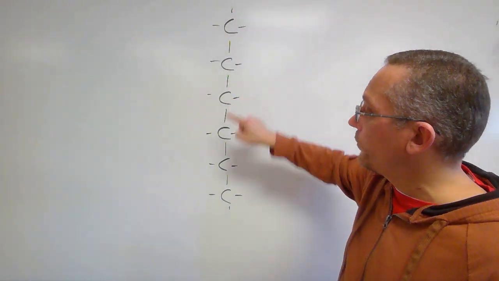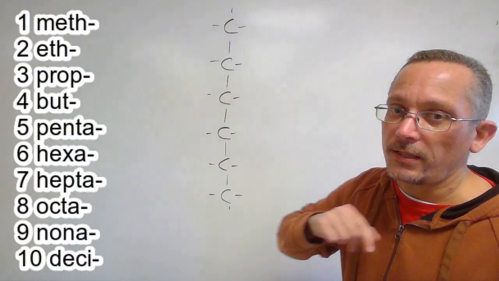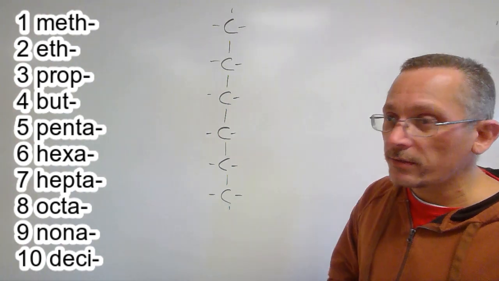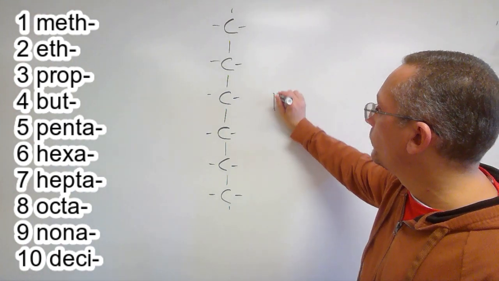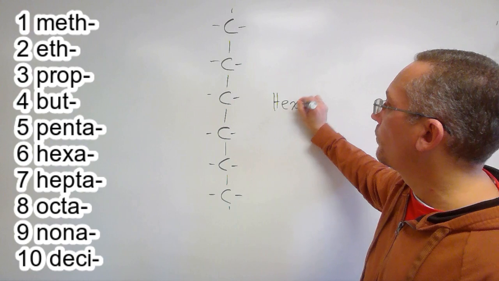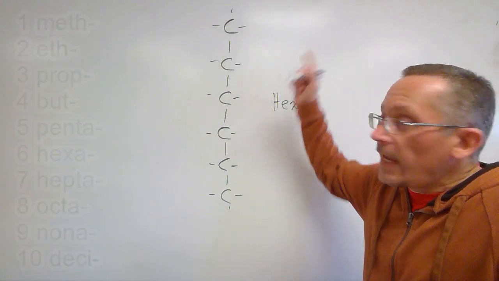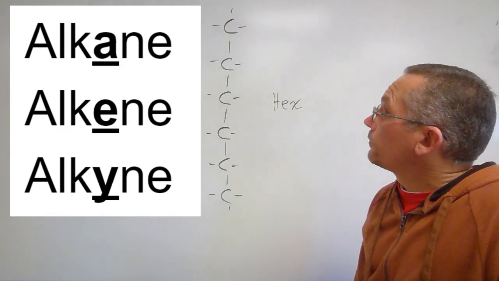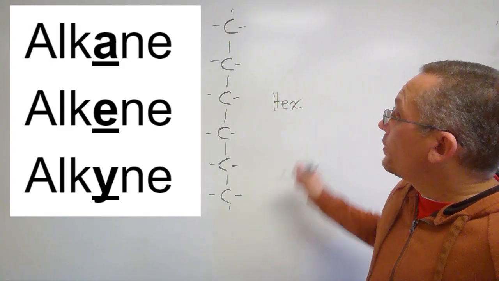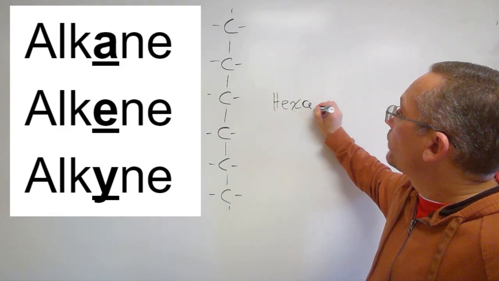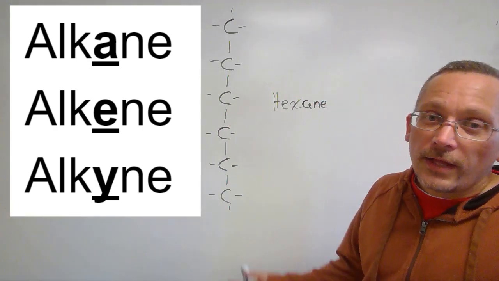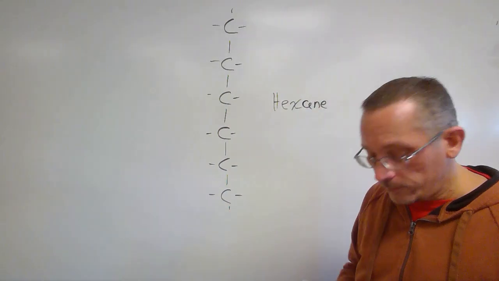1, 2, 3, 4, 5, 6. And what is the prefix for 6? Hex. Okay. Now let's figure out what our suffix is. Is it alkane, alkene, or alkyne? It's alkane. So the suffix is ane. So that right there is called hexane.